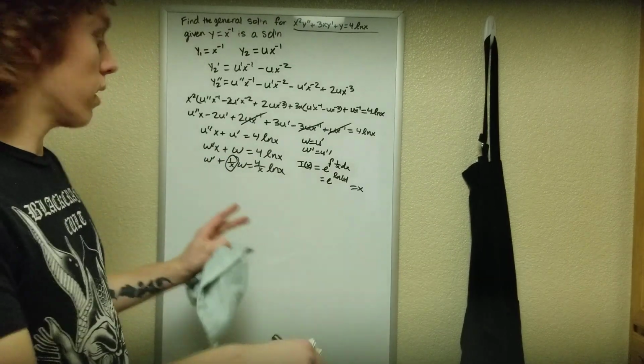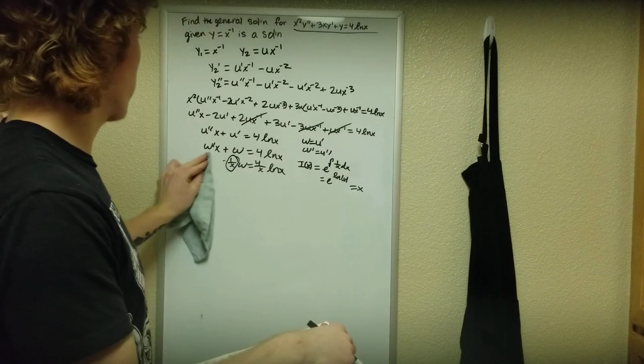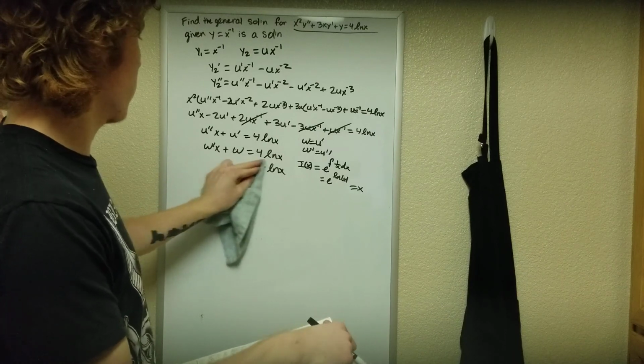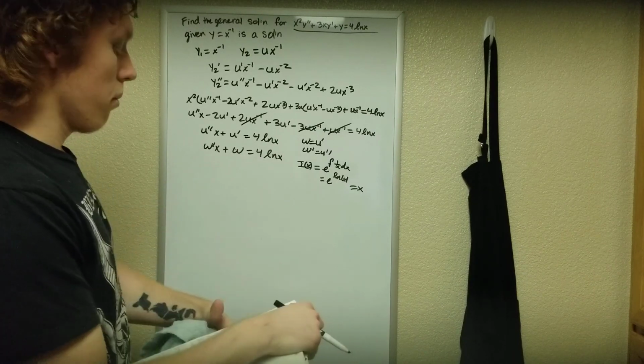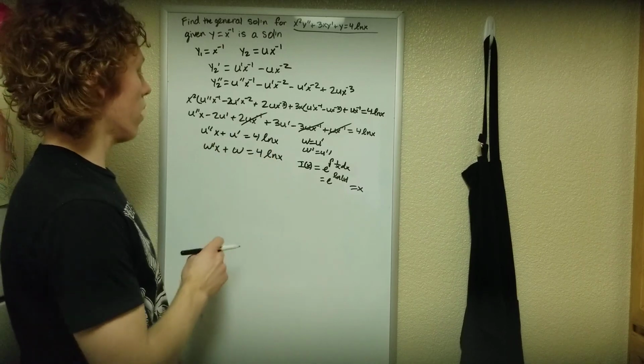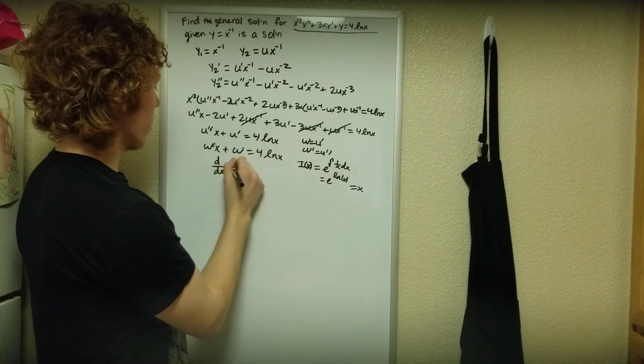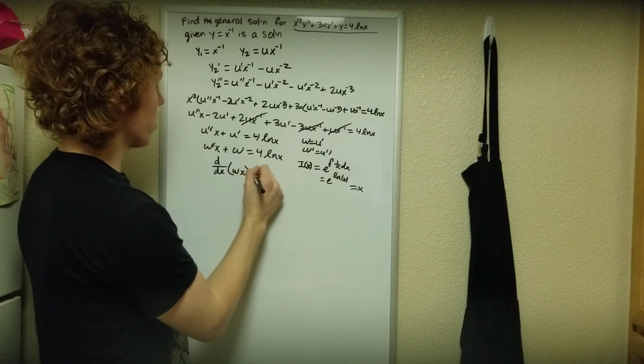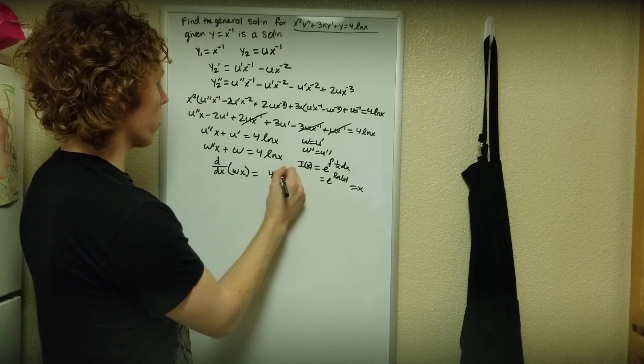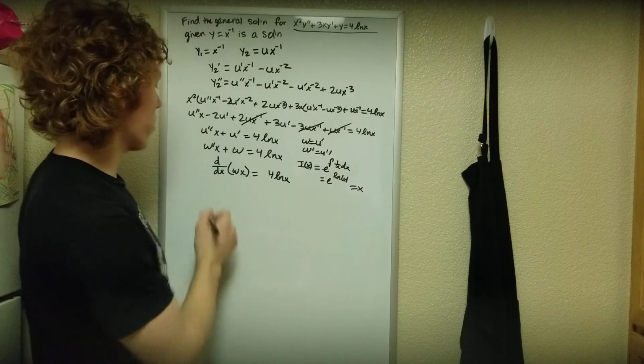So I'm not going to write that out, I'm just going to leave it right there and erase this step, because this right here is what we need. And if we pull out the derivative on the left side, we end up with d dx of wx equaling 4 natural log of x.